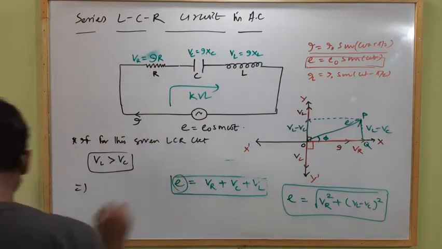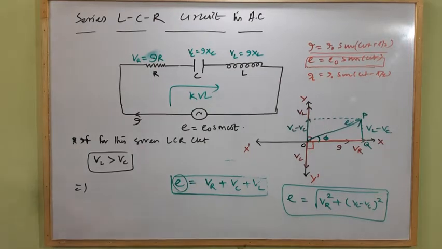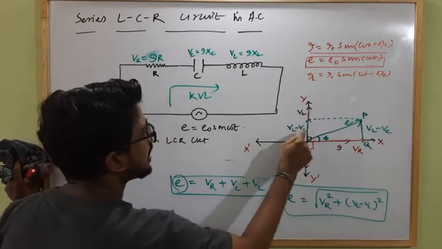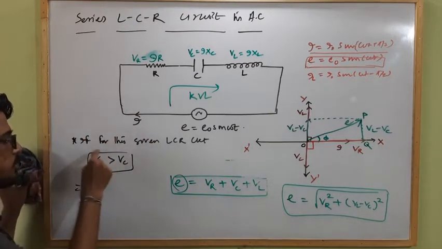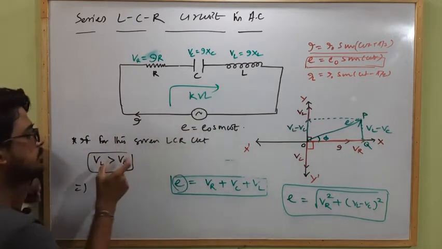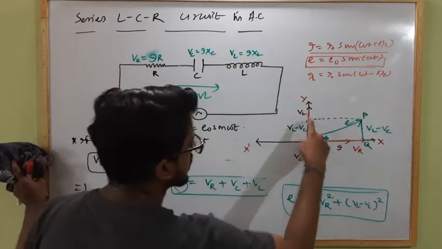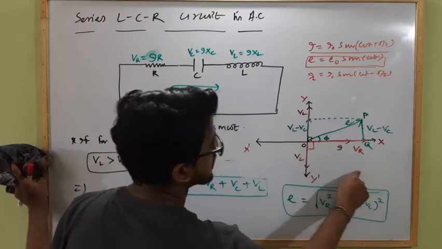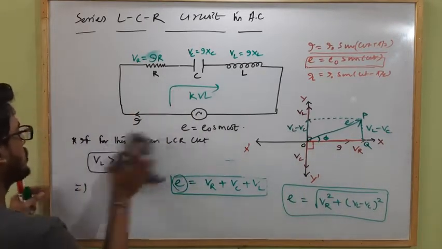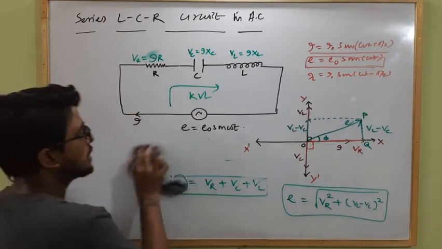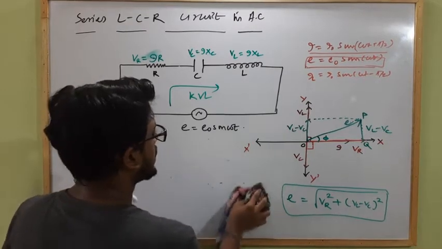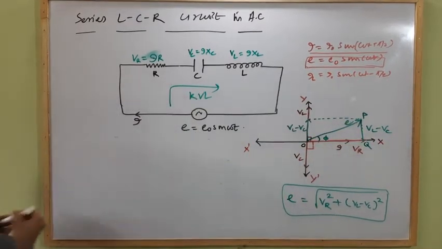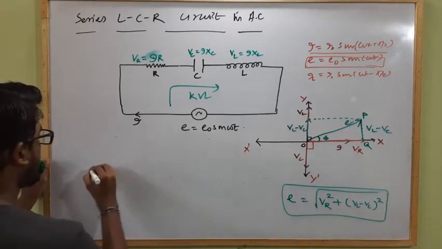Clear? This will only happen if VL is greater than VC, as we assume here. If for the given circuit we assume that VC is greater than VL, then the resultant of these two will be along the other direction, and the net EMF will be like this. Clear? Now if I draw this triangle OPQ separately, I am drawing the triangle OPQ like this.